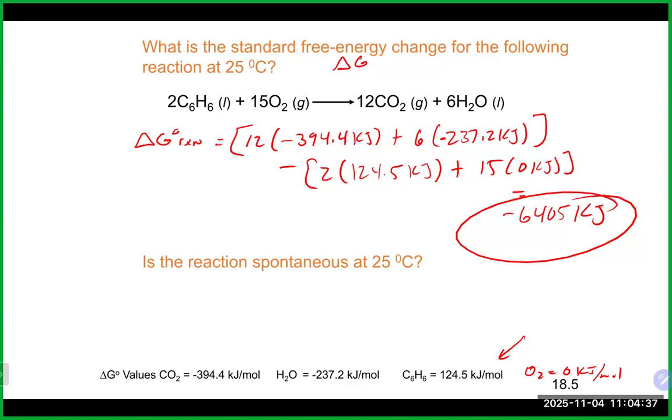First off, any questions on the calculation? Here, our delta G is negative. So since our delta G is negative, that means this reaction should be spontaneous. It means it should head basically towards the product side in this case.